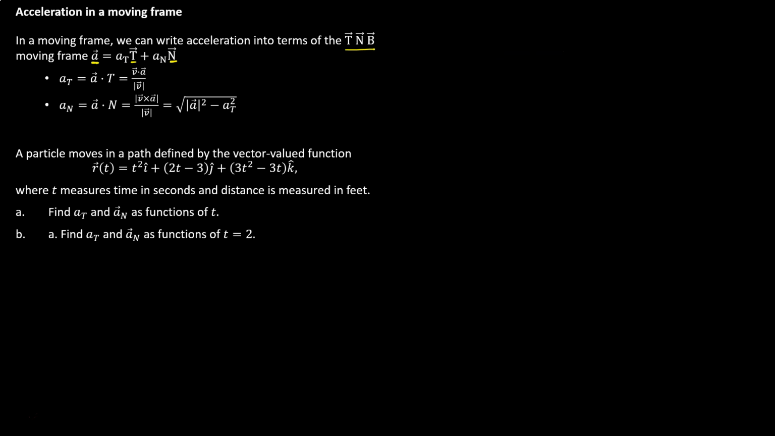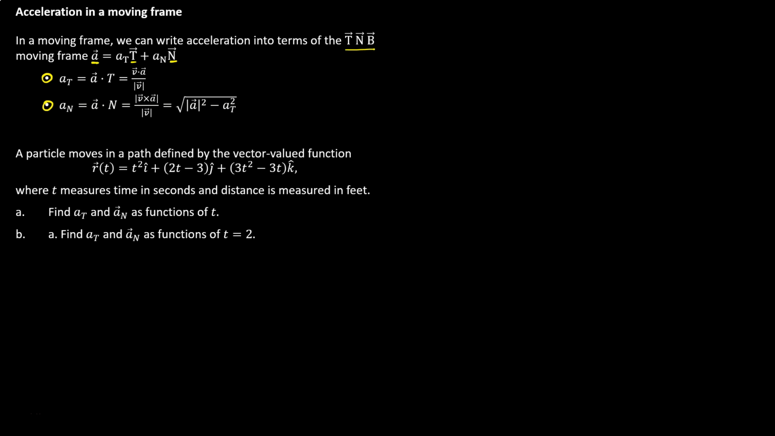So if we wanted to represent acceleration this way, we would need to calculate the a of t coefficient as well as the a of n coefficient. So that's the tangential and normal components of acceleration. And to do that, we're going to use these shortcut formulas. It says for the tangential acceleration, we need to calculate the velocity vector and the acceleration vector. Both of these are going to be calculated in the fixed frame, not in the T and B frame.